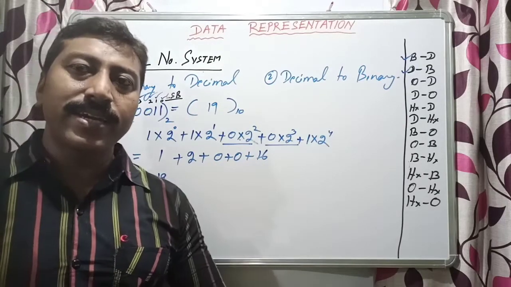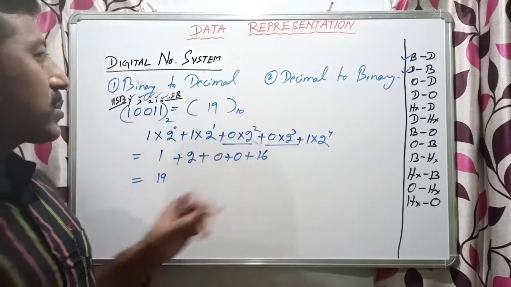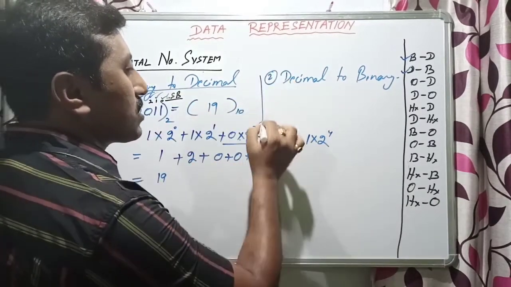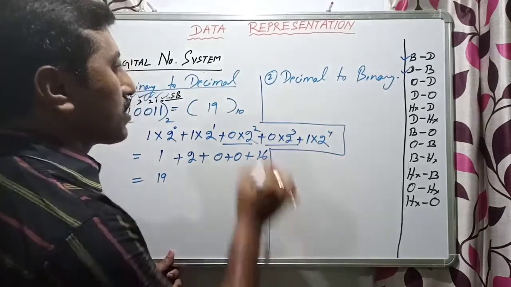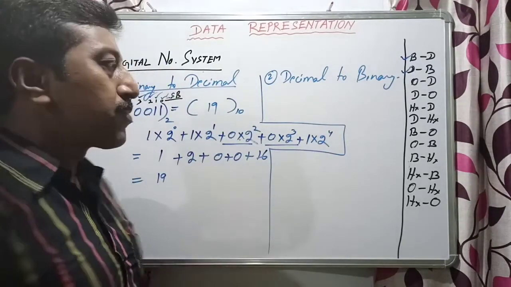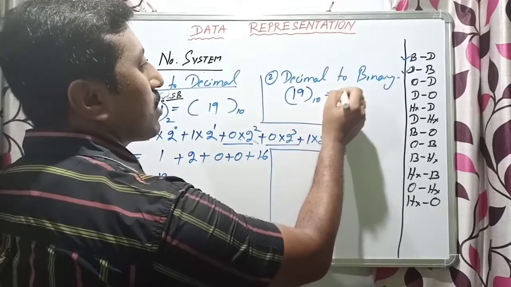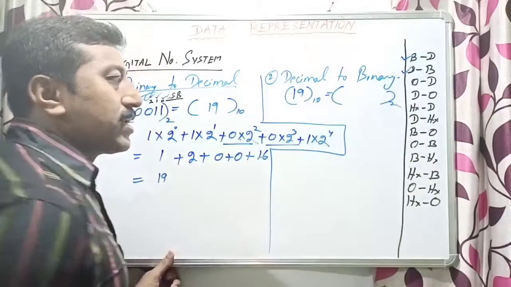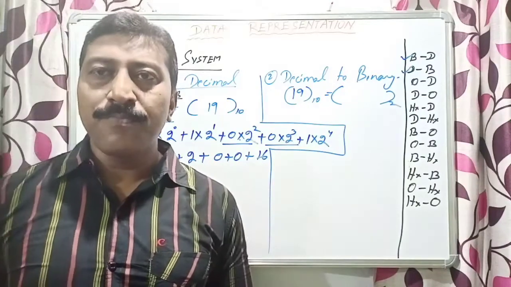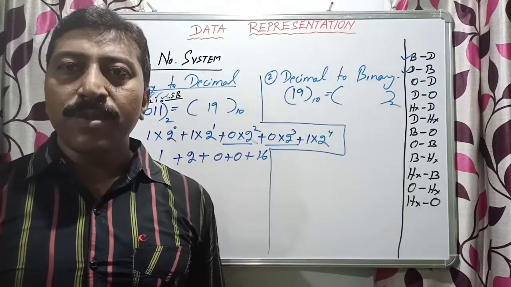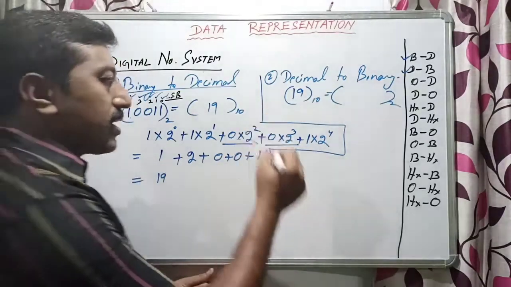Now we'll recheck it. The binary to decimal part is over. Now I am converting the same number back. Suppose I take 19. Another question: the decimal number is 19. Now we'll convert the decimal number to its binary equivalent, to check whether our answer comes out the same binary number. That means our procedure is correct. So let us see number 19.